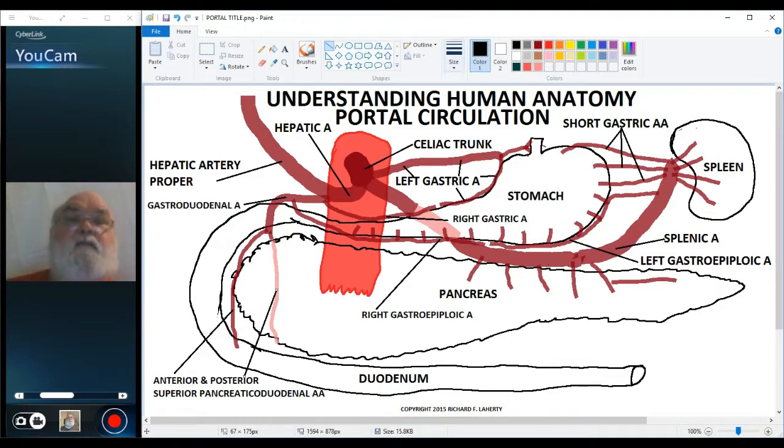And just to indicate what's going on here, we can draw branches going over to the duodenum and over to the pancreas. As we'll see with these ones on the posterior side as well.